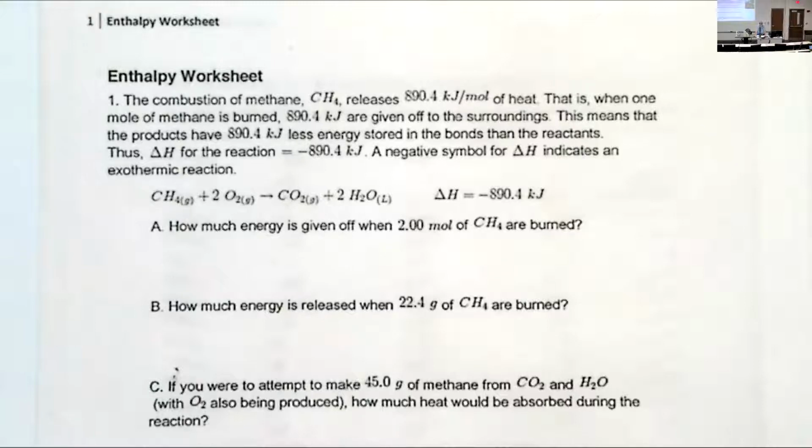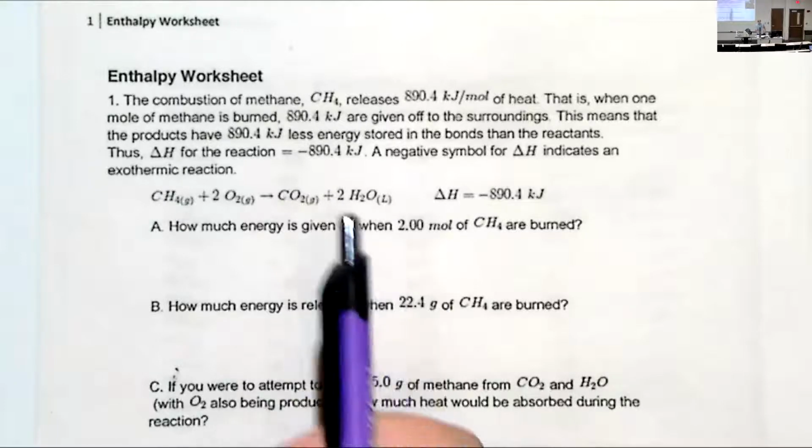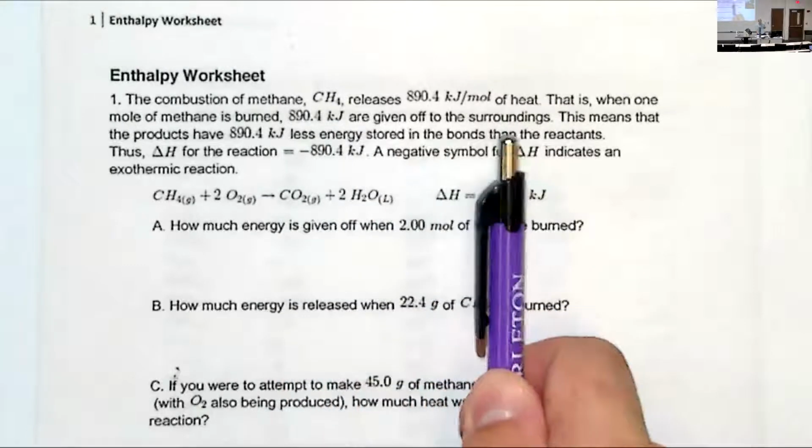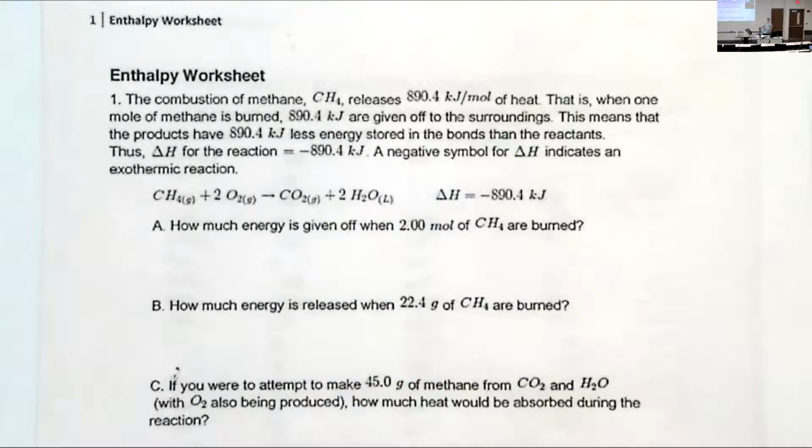The combustion of methane, which is CH4, releases 890.4 kilojoules per mole of heat. That is when 1 mole of methane is burned. So that means that 890.4 kilojoules are given off to the surroundings, which is one of the terms on the worksheet that you can view.